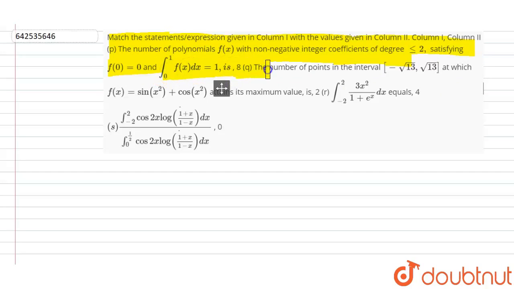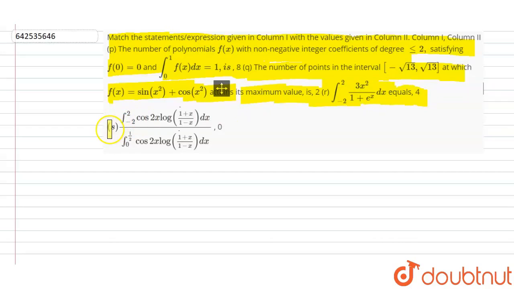to 1. The first entry in column 2 is 8, and the second entry in column 1 is Q, the number of points in the interval minus root 13 to plus root 13 at which f(x) is equal to sine of x square plus cos of x square attains its maximum value. The second entry in column 2 is 2. The third entry in column 1 says the integration of 3x square upon 1 plus e raised to power x dx equals, and the third entry in column 2 is 4.